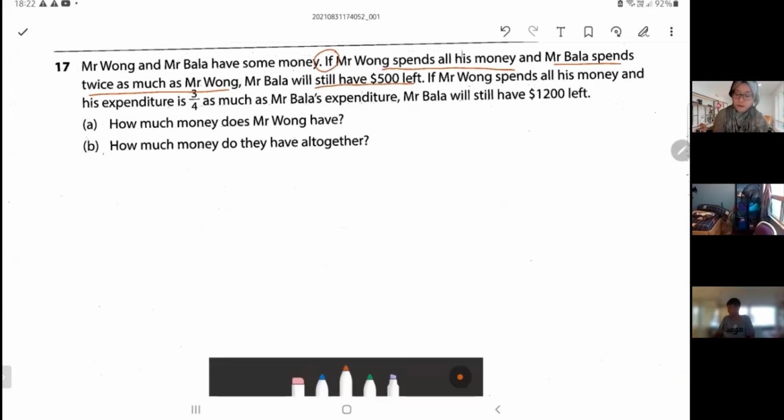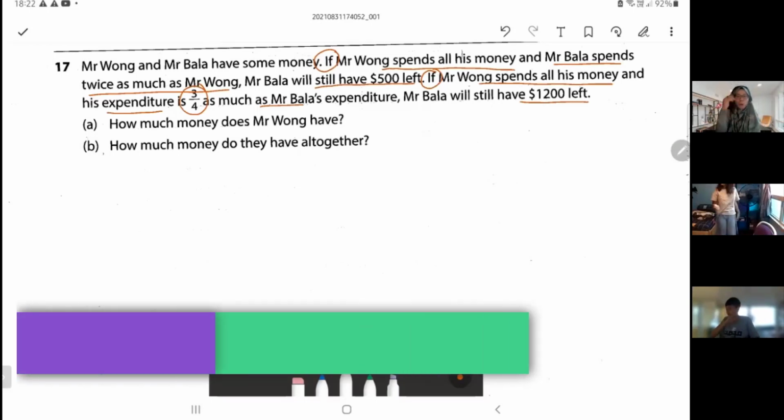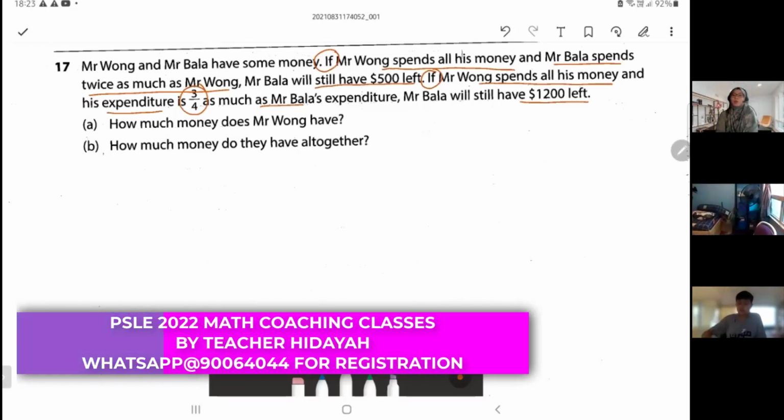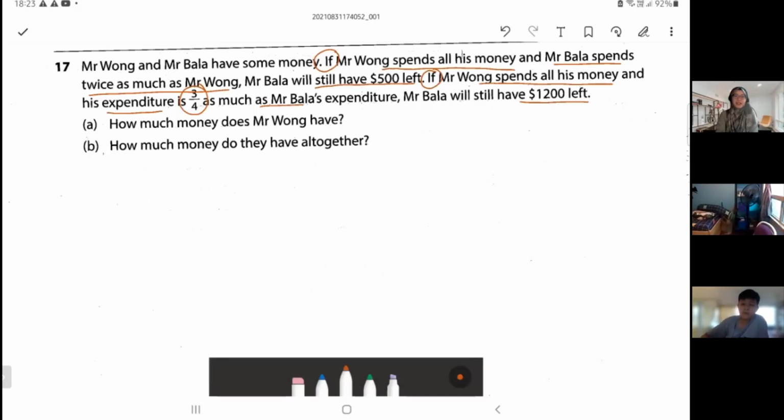This is if. If Mr. Wong spends all his money and his expenditure is 3/4 as much as Mr. Bala's expenditure, Mr. Bala will still have this left. Can you see the word if that I circled? There are two ifs there, right? And they gave me two different scenarios.